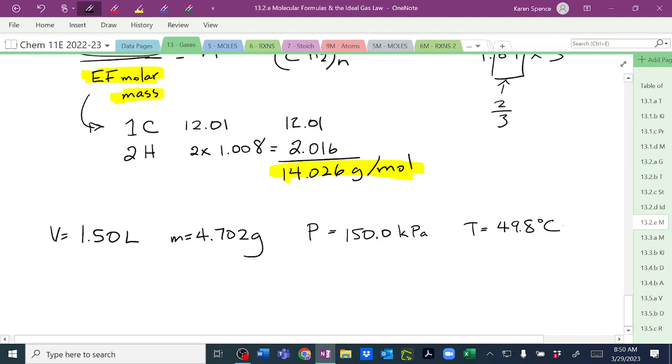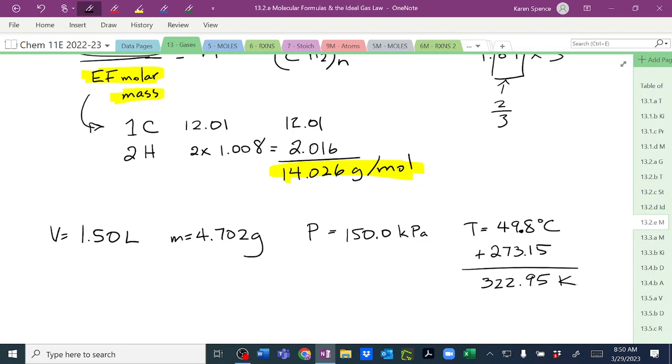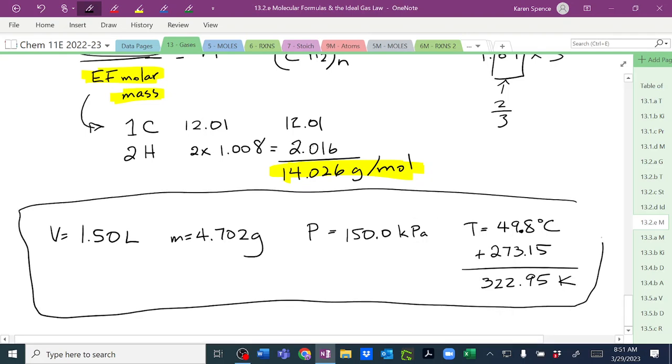What would we do with our temperature? Change it to Kelvin, okay? So we add how much? 273.15. If you forget that, it's always on your data sheet. So we have 49.8 plus 273.15, and we get 322.95 Kelvin. Can we find molar mass using these four pieces of information?